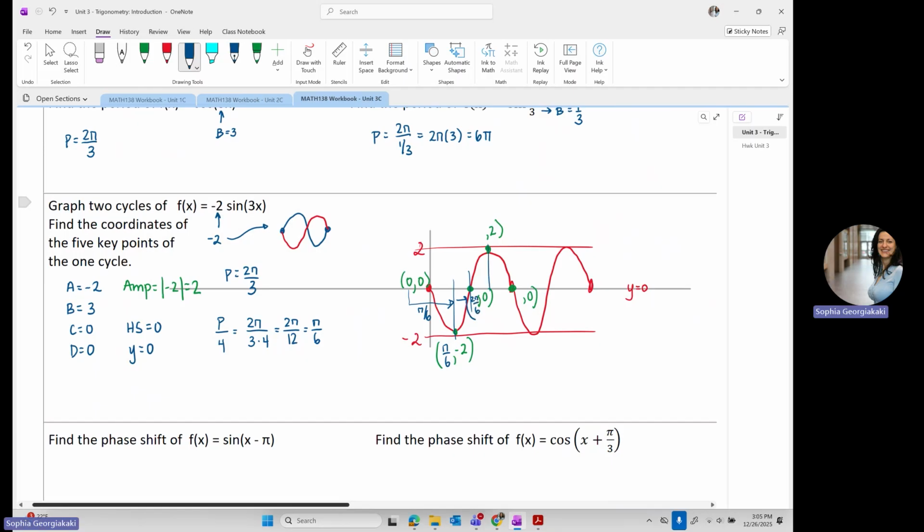From this to the next point, the increment will be another pi/6, so that will be 3 pi/6. From here to the next point, it will be 4 pi/6. I am adding pi/6. So I had 0, then I added another pi/6, then another pi/6, then another pi/6, and then another pi/6. And these were the 5 points based on the horizontal shift.